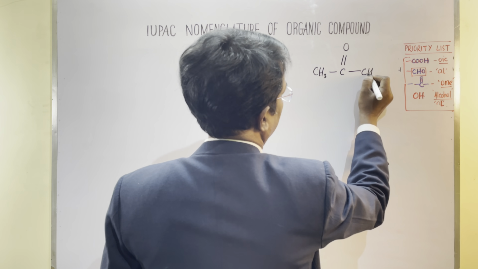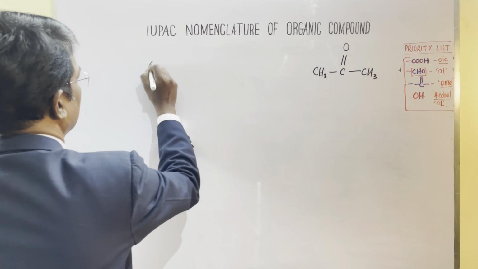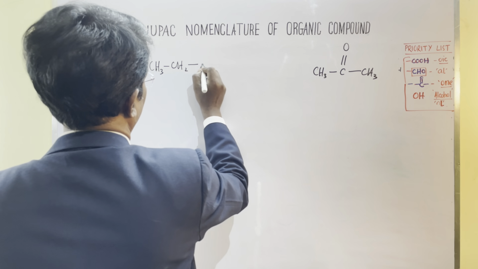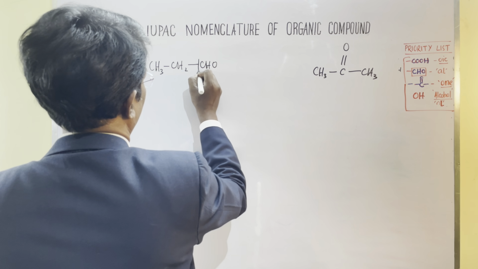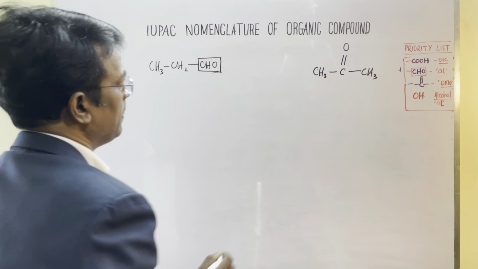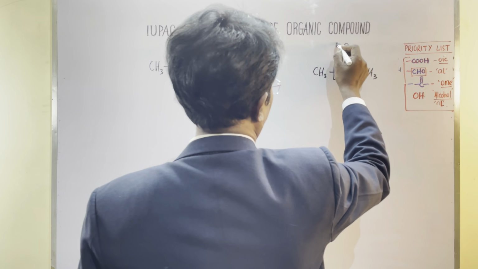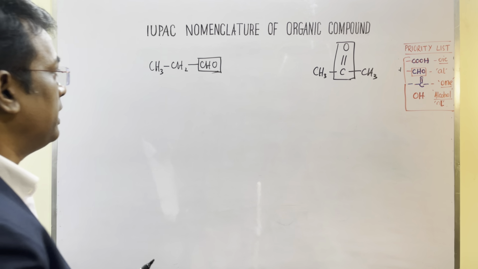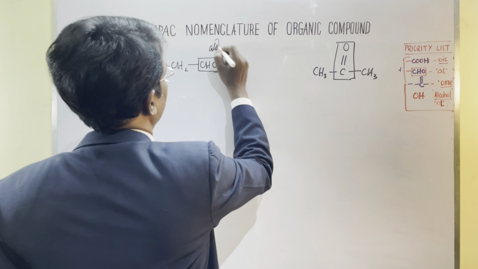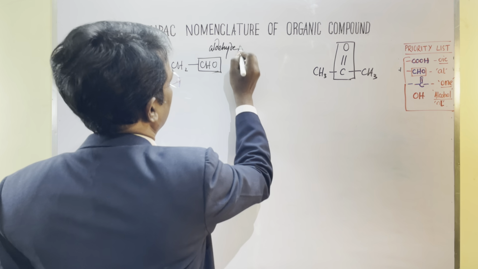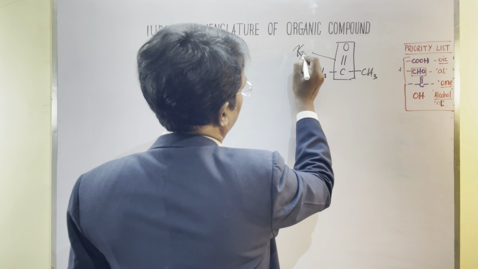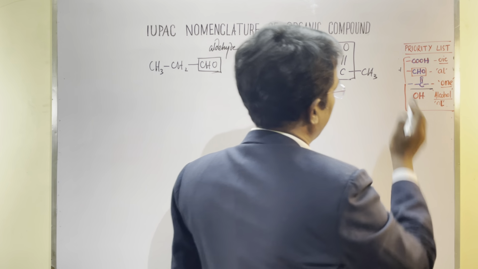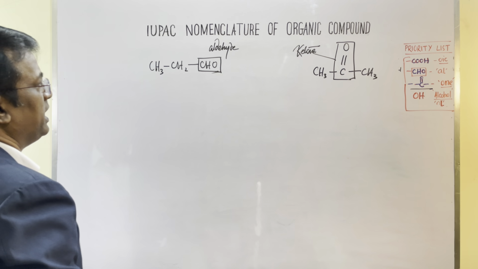CH3CO, CH3, and say CH3, CH2, CHO. This is of course an aldehyde, and you have to recognize first; you should be in a position to identify whether it's an aldehyde or not. So this is an aldehyde and this is a ketone. You see the general formula of ketone here. This is ketone, ONE. It will be named here.